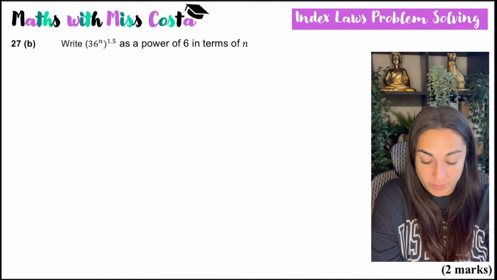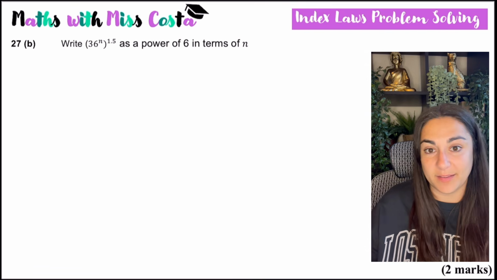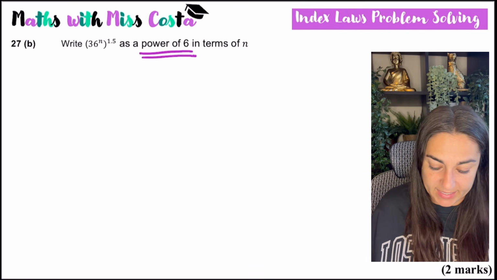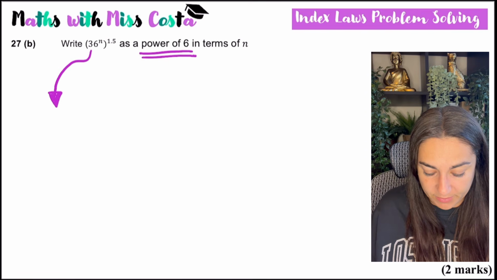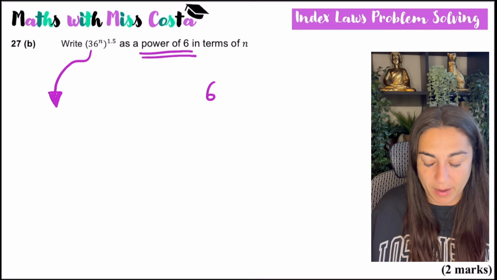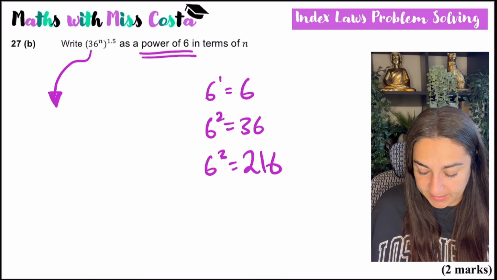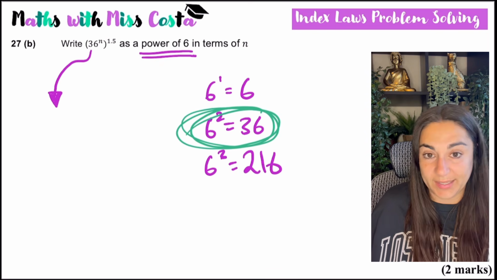Okay, so the next part of the question is saying write 36 to the power of n, to the power of 1.5, as a power of 6 in terms of n. So the key is that they've told us to write it as a power of 6. So let's think, how could I write 36 as a power of 6? Well, I know 6 to the power of 1 is 6. I know 6 squared is 36. I know 6 cubed is 216. So it makes sense that I'm going to use this.